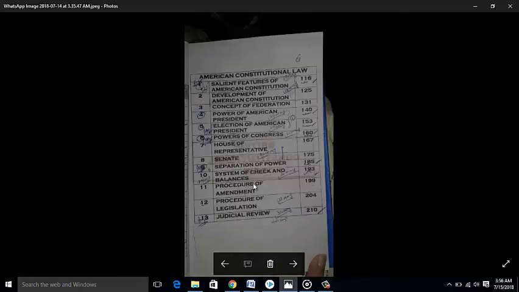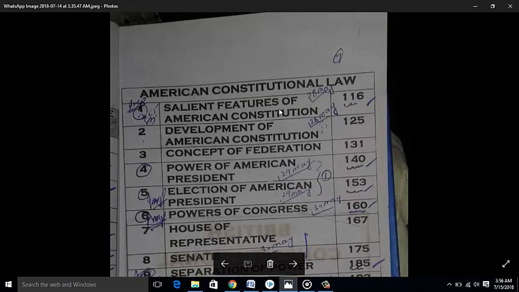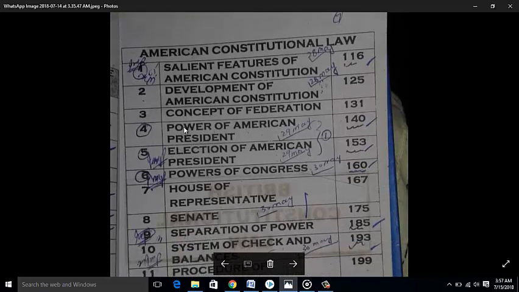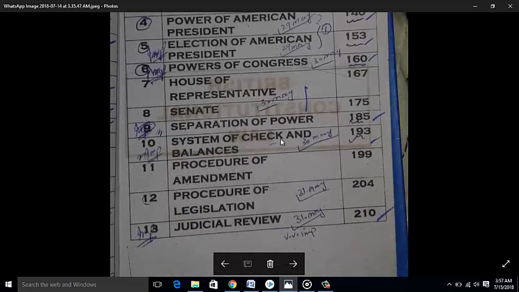American constitutional law: salient features of American constitution, development of American constitution, powers of American president, election of American president, powers of Congress, Senate, system of check and balances, procedure of legislation, and judicial review.